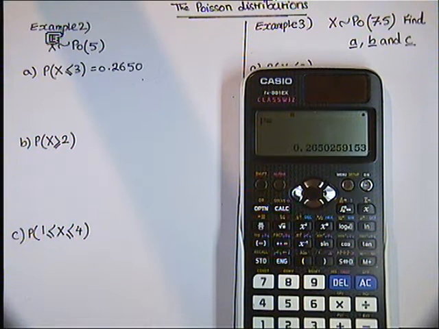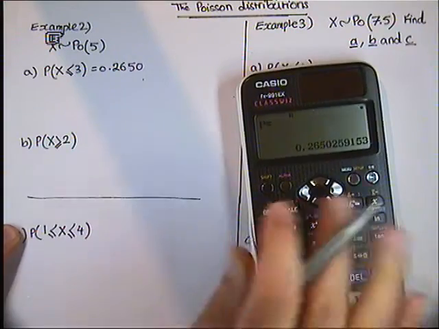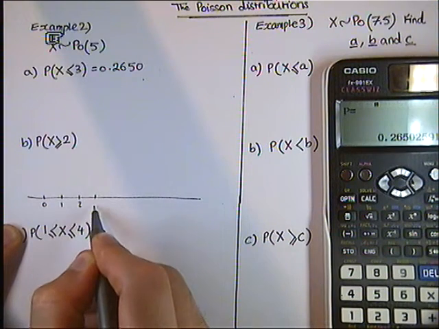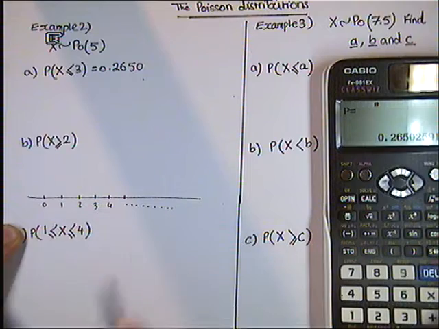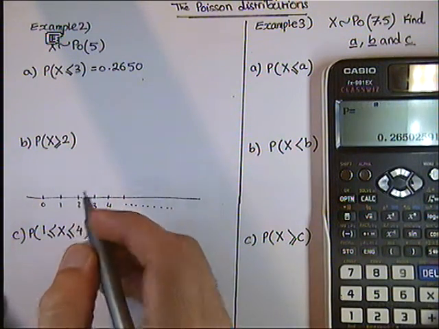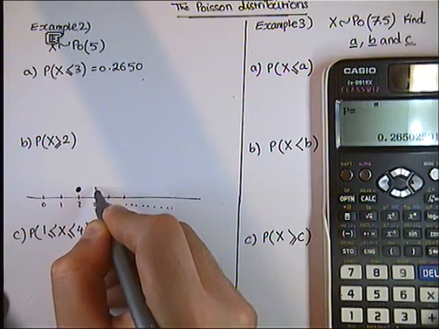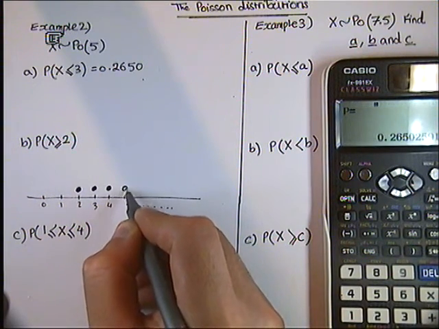So probability of X greater or equal to 2. Okay, greater or equal to 2. If I draw a number line, so let's say here is 0, 1, 2, 3, 4. It continues forever. So greater or equal to 2. Since it is a discrete variable, it takes only whole numbers, all of these values.